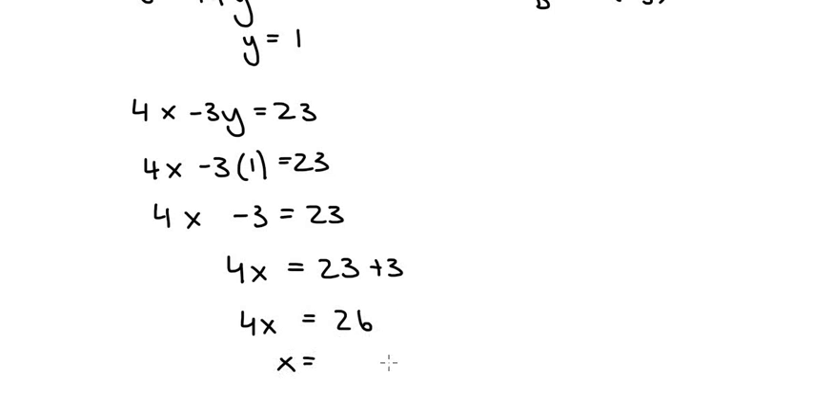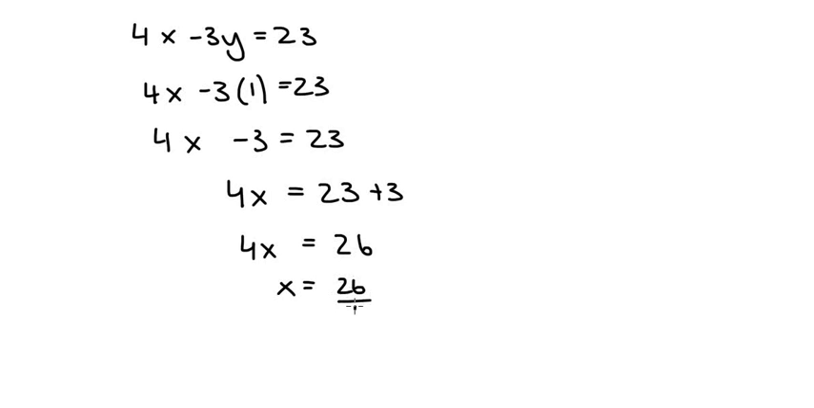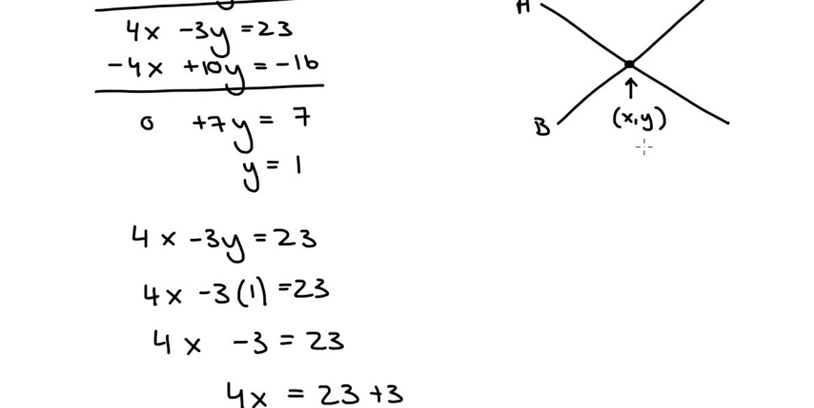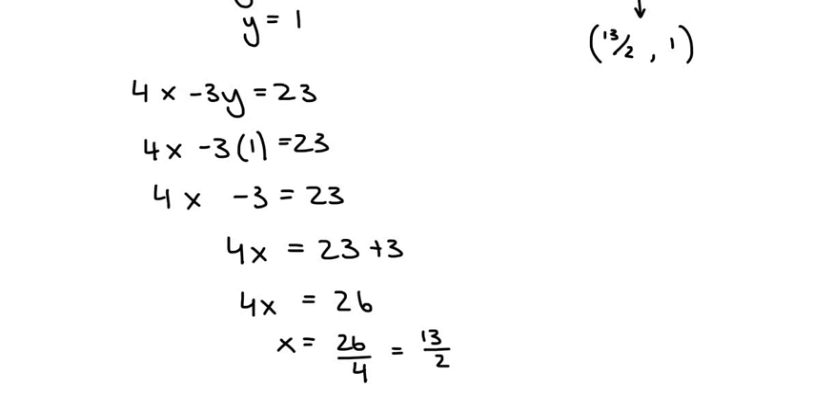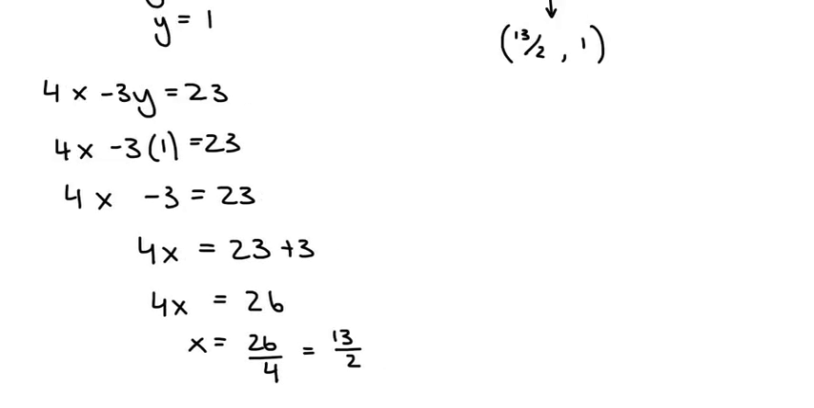X is equal to 26 divided by 4. And when I simplify that, I get 13 over 2. So don't worry that it's not a whole number. It won't always be. So now, for the coordinates, I have 13 over 2 and 1. So I found the point of intersection, solving the equations simultaneously.